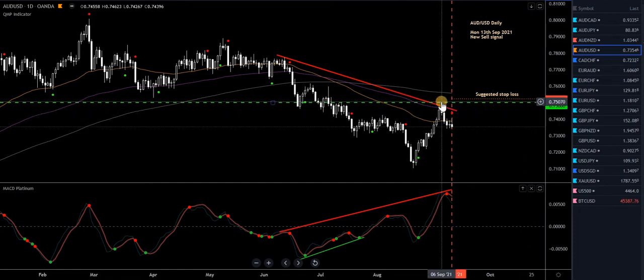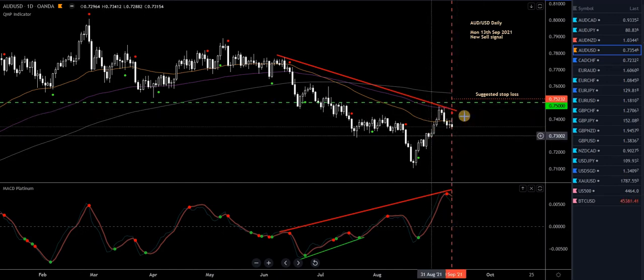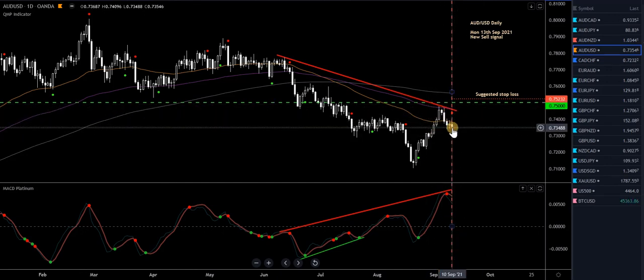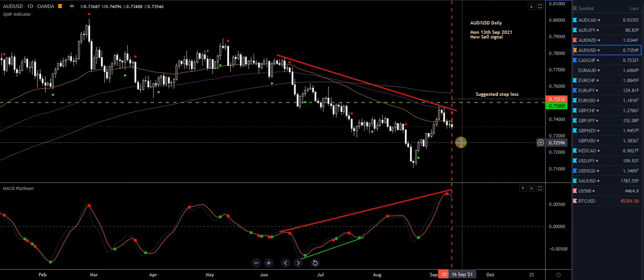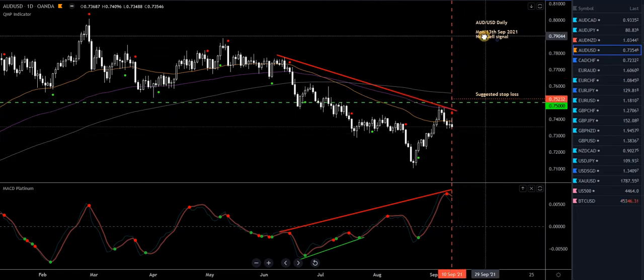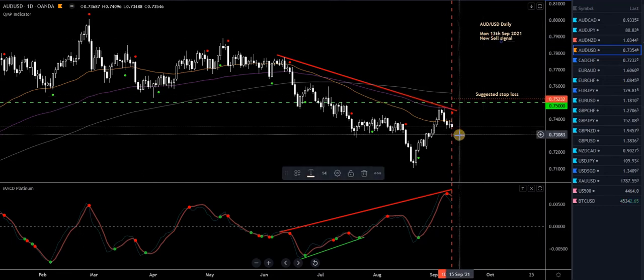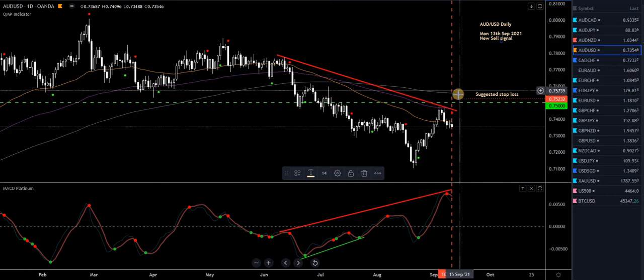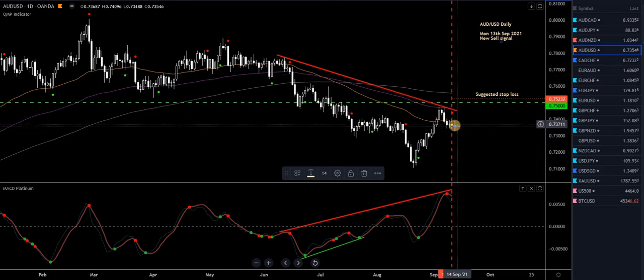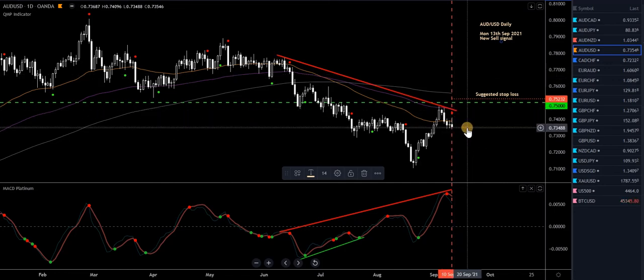So it's come up to that and bounced off it. So there's a few factors there. So Monday, take the sell, stop just above the 75-cent level, and we'll go from there. So that's Monday. Unless it opens up drastically, like opens up down here, which I highly doubt, or up here, I highly doubt. As long as it opens pretty close to the close of Friday, that's a sell on Monday.